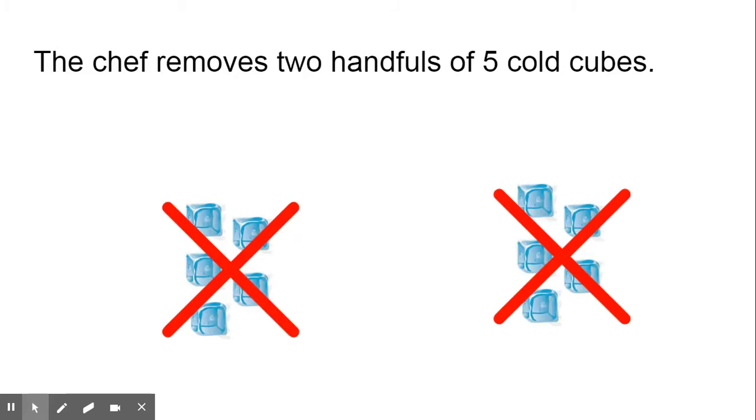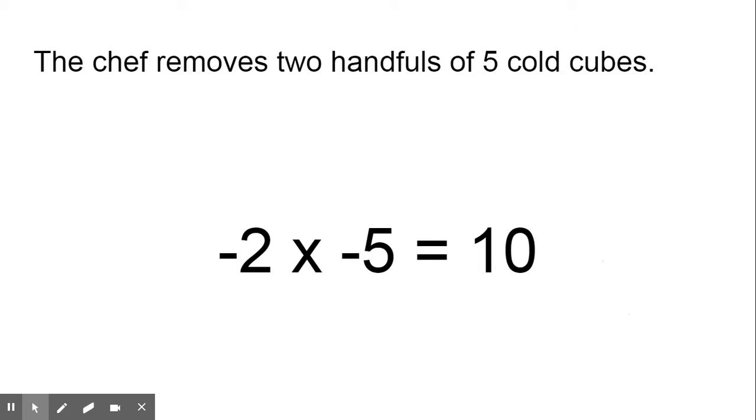And finally, we can remove cold cubes as well. What will the temperature change be of the soup? Will it get warmer or colder? We can model this with negative 2 times negative 5. We remove 2 handfuls, so we're multiplying negative 2 by negative 5 because it's 5 cold cubes. When we remove cold cubes, our soup gets warmer. So negative 2 times negative 5 is positive 10.